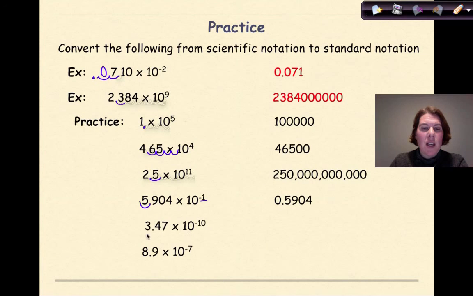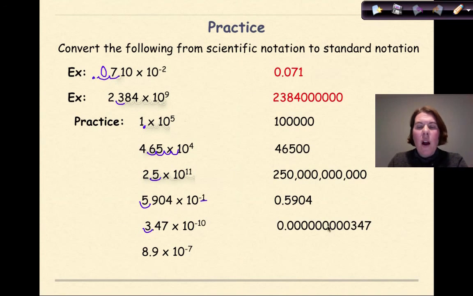3.47 times 10 to the negative 10. I'm going to move this decimal point over 1 spot and then add on 9 more spaces to the left. So I'm going to have this very small number with 9 zeros, the 3, the 4, and the 7. Finally, 8.7 times 10 to the negative 7. Again, it is a negative exponent, so I'm going to move it over to the left. So it's going to move it over 1 and then 6 more times. So I'm going to have 6 zeros, 8, 9.